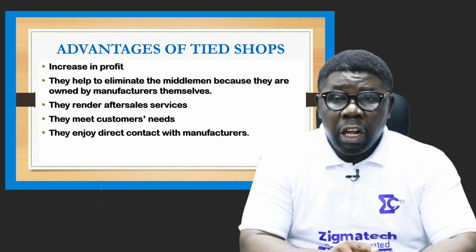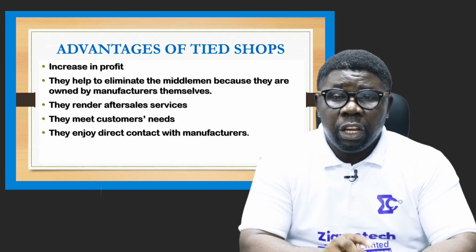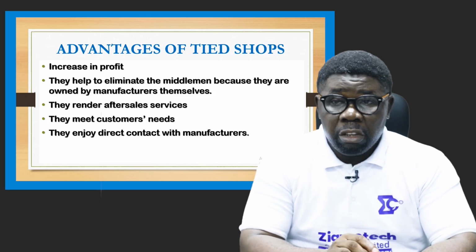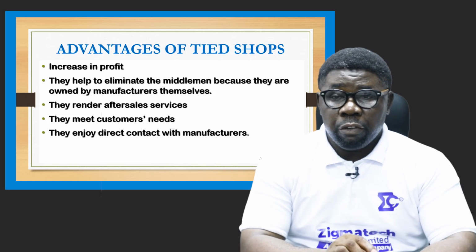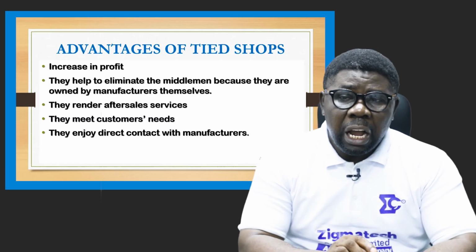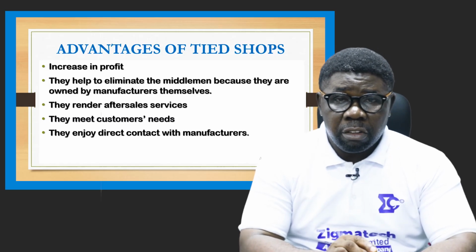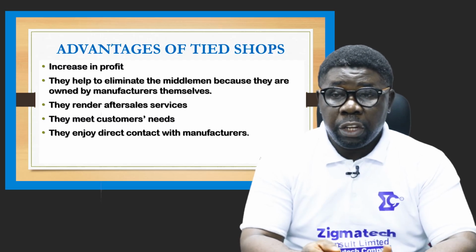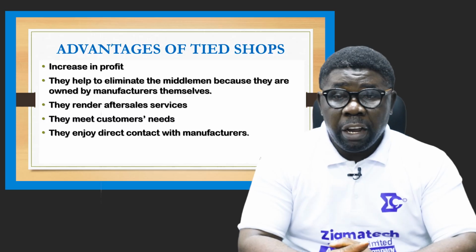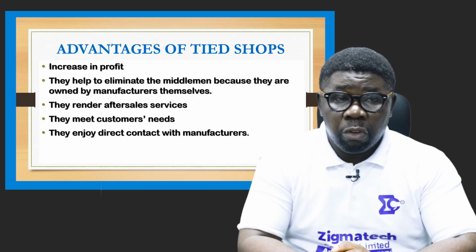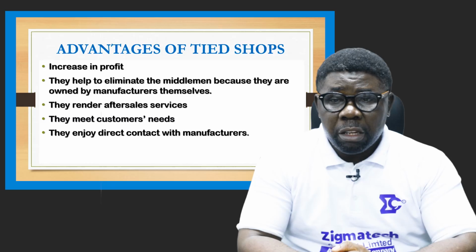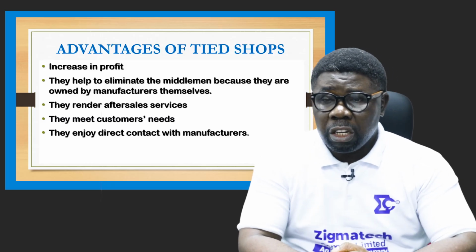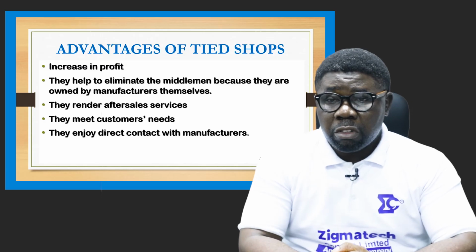All right. So they help to eliminate the middlemen because they are owned by manufacturers themselves. So they sell directly to the consumer. It's an advantage for a tied shop if you own one. Yes, they render after-sales services. In most cases, these shops can actually represent the manufacturer's front end, to provide after-sales service to the final consumer or the customers. They meet customers' needs by all means possible. They try to make sure that whatever customers want is provided for them.